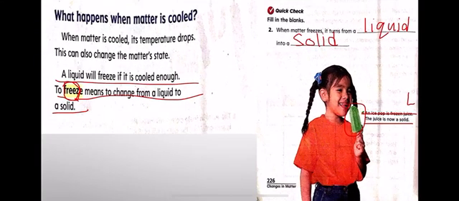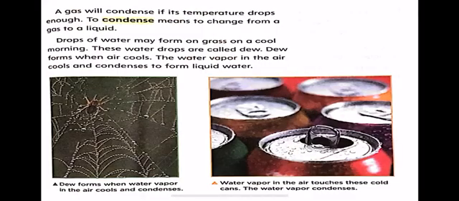Let's move. Okay. Now, a gas. A gas will condense if its temperature drops enough. To condense means to change from a gas to a liquid. Drops of water, as you can see here, may form on grass on a cool morning. These drops are called dew. Dew forms when air cools. The water vapor in the air cools and condenses to form liquid water.